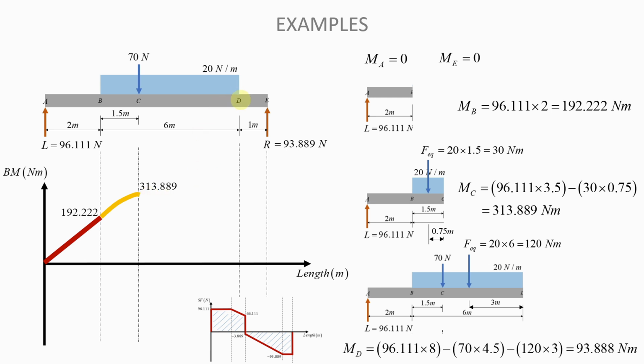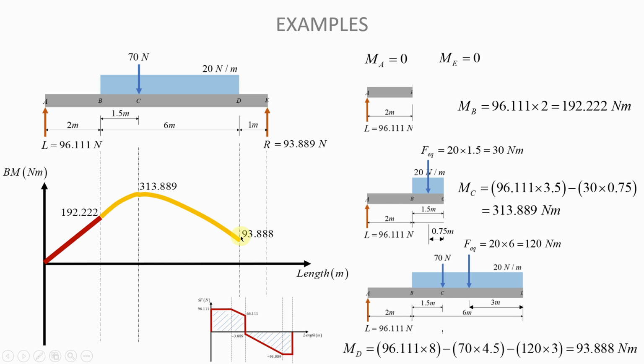At D, again, we calculated the value for the moment at D. It's 93.888 Newton meters. And again, because it's in the region of the UDL, it should be a curve. So from here, we will go to 93.888, but in a curve, okay? Because we are within the region of the UDL, okay?